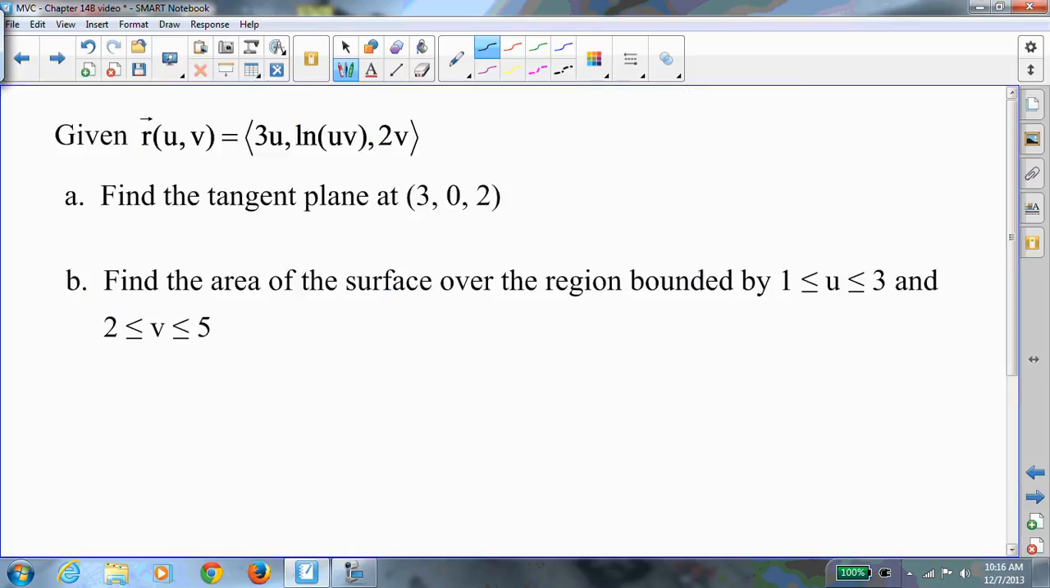Let's start doing some of the other applications we had with parametric surfaces. So we talked about tangent planes and surface area.